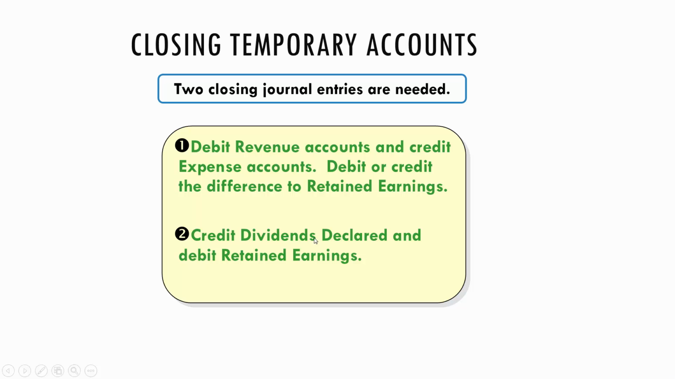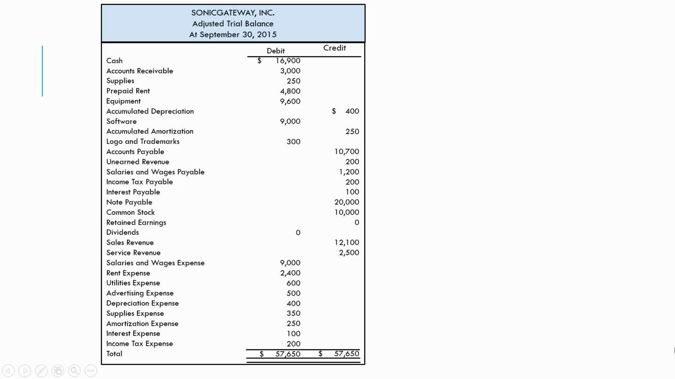So you are going to need to debit all your revenue accounts, because revenue accounts have natural credit balances, and you're going to credit the expense accounts, because they have a debit balance, and that will get rid of those balances. Then the difference goes to retained earnings. The dividend account is normally recorded as a debit, so you're going to credit it and get rid of its balance and take the amount to retained earnings.